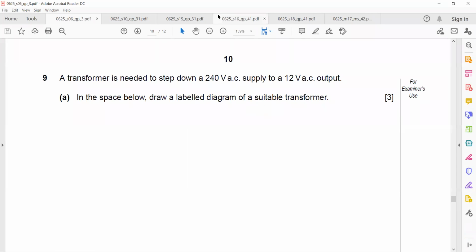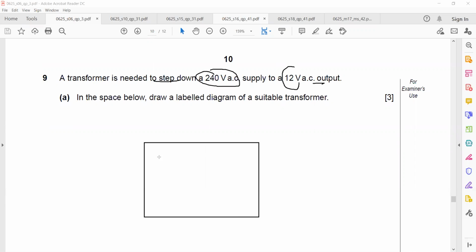A transformer is needed to step down 240 volts to 12 volt AC. In the space below, draw a labelled diagram of a transformer. It's the same as the previous figure, how it was shown. So the same way you will draw a soft iron core. It's up to you. One side will be primary, and it's not that you should count the number of turns, but it should be visible which side has more turns and which side has few turns or less turns.